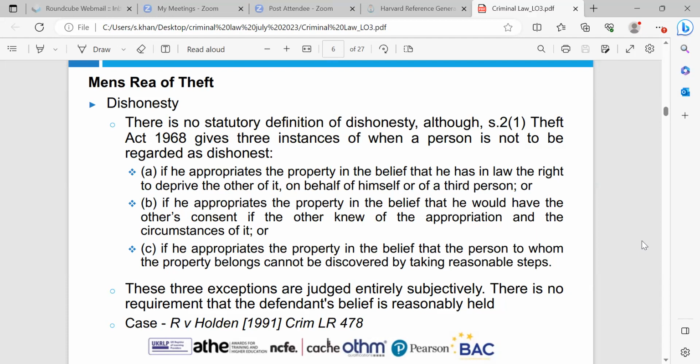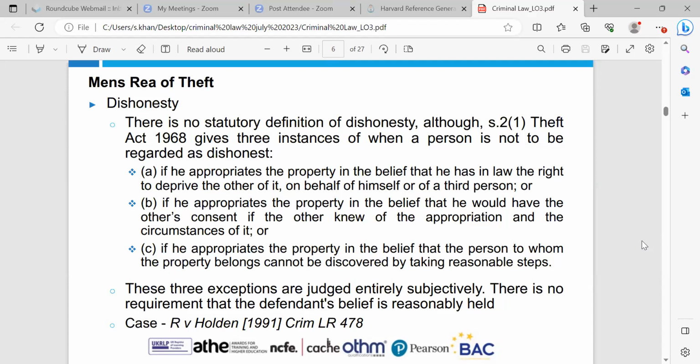These 3 exceptions are judged entirely subjectively. There's no requirement that the defendant's belief is reasonably held. The leading case is the case of R and Holden, 1991. In this case, the appellant worked for Quick Fit. He took some used tyres and was convicted of theft.